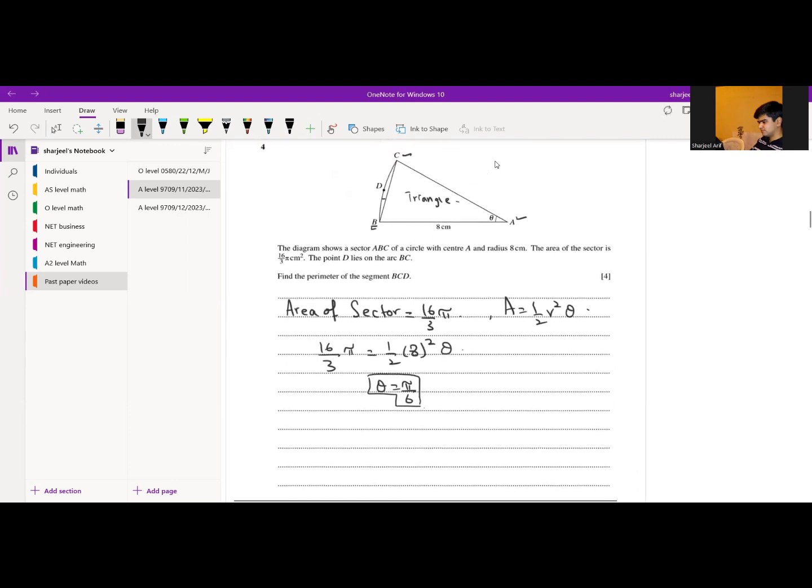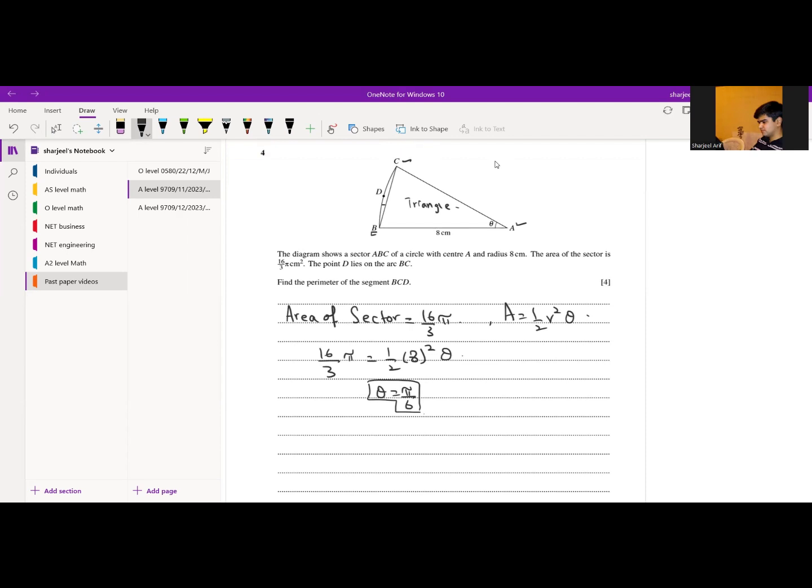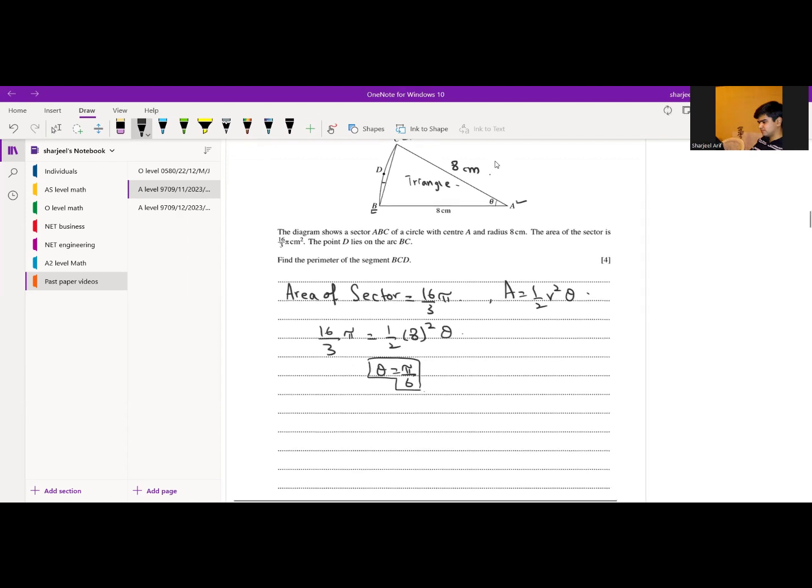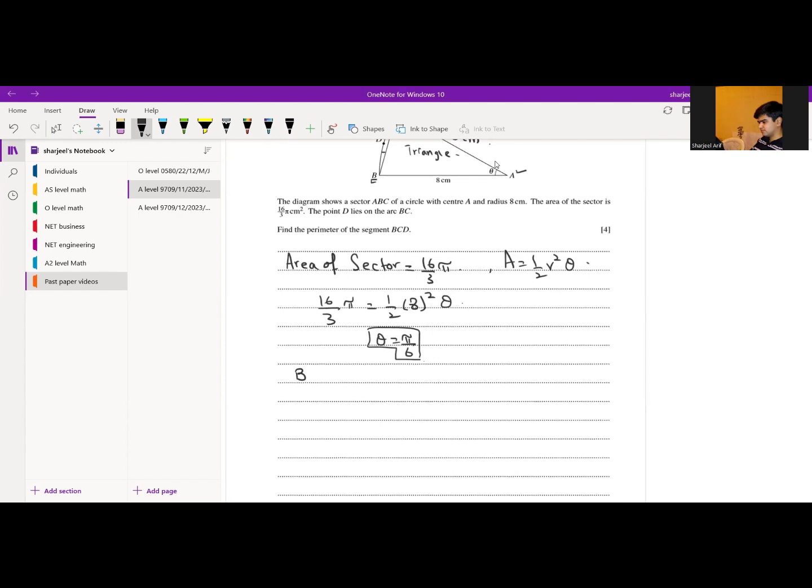Now we know the value of θ, and remember the length of AB will be equal to the length of AC because both of these are the radius. So we have to find BC by applying the cosine rule. So BC² will be equal to 8² + 8² - 2 × 8 × 8 cos(π/6). So the value of BC² will be 17.15 and the length of BC will be 4.14.